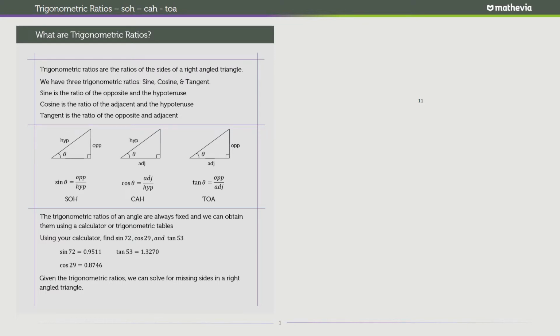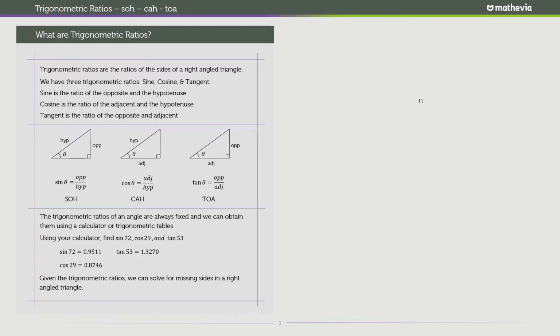Now, given the trigonometric ratios, we can solve for missing sides in a right angle triangle. For example, if you have a triangle with 30 degrees in it, and you're given the opposite and asked to find the hypotenuse, how would you go about doing that? That's what we're going to be talking about now.